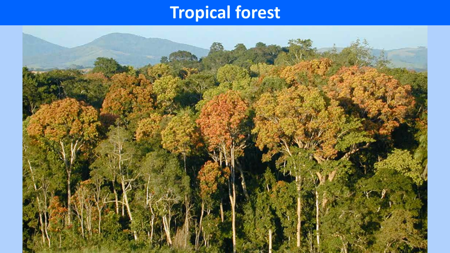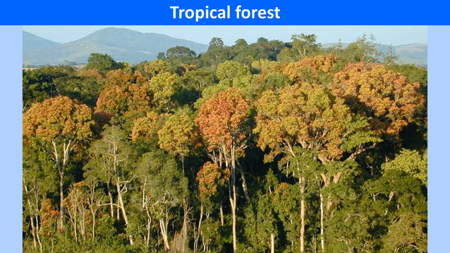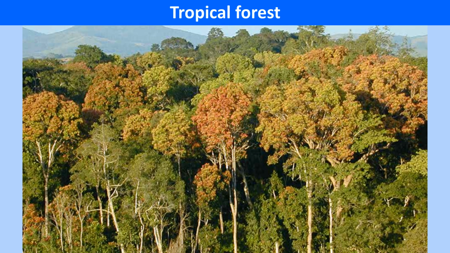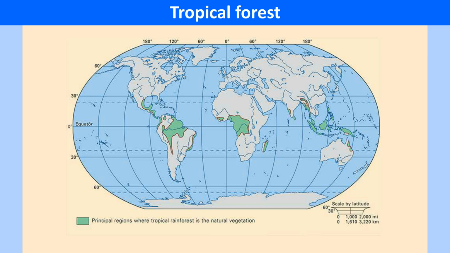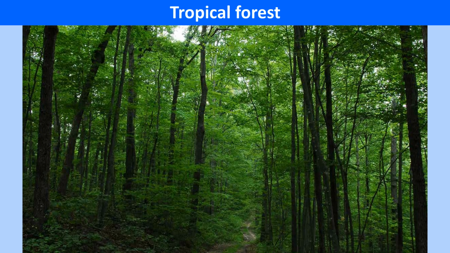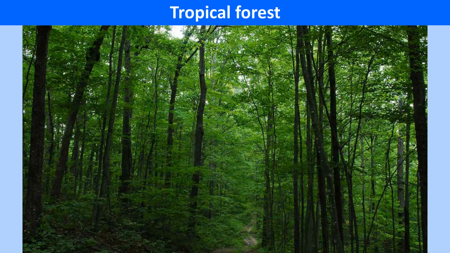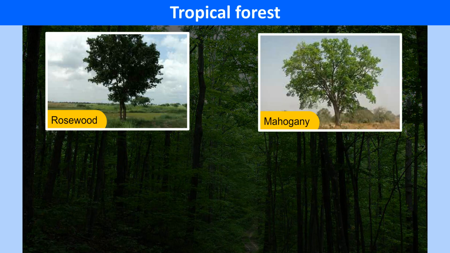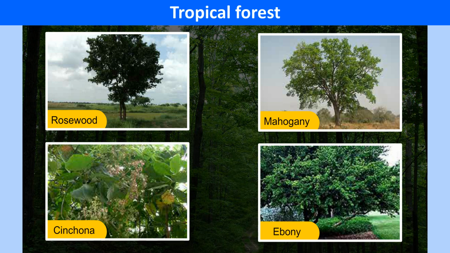The tropical evergreen forests are found where the annual rainfall is very heavy and temperatures are high throughout the year. These are generally found closer to the equator and are also called tropical rainforests. These forests are dense and have a thick canopy that hardly allows any sunlight to reach the lower layers. Rosewood, mahogany, cinchona and ebony are some of the commonly found trees in tropical evergreen forests.